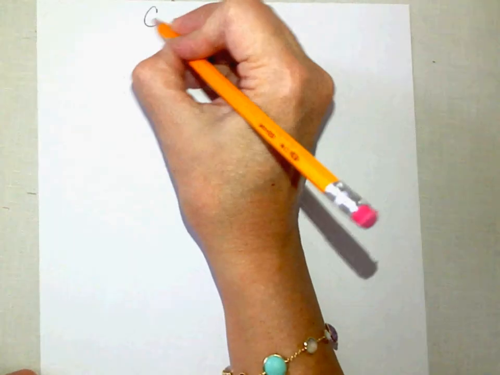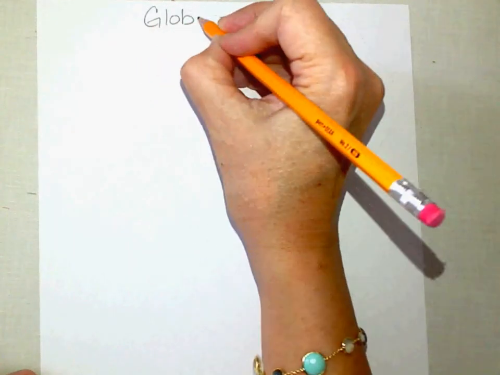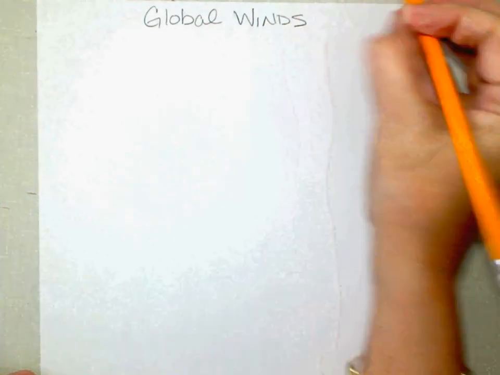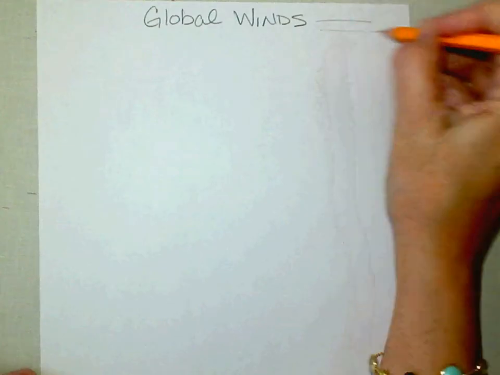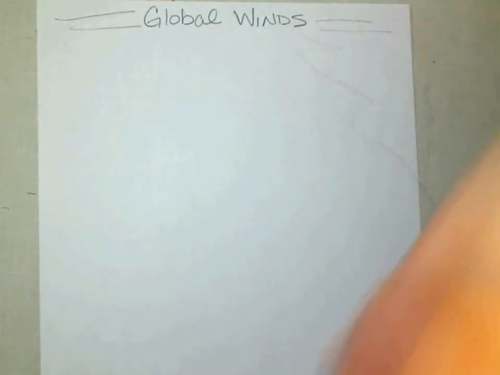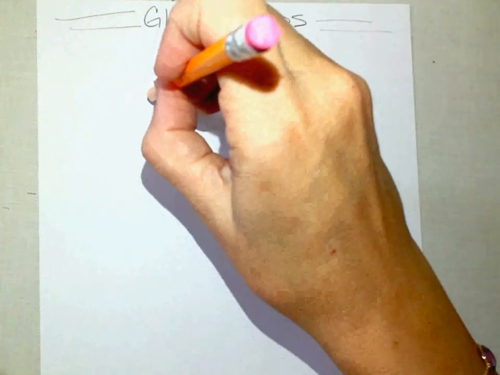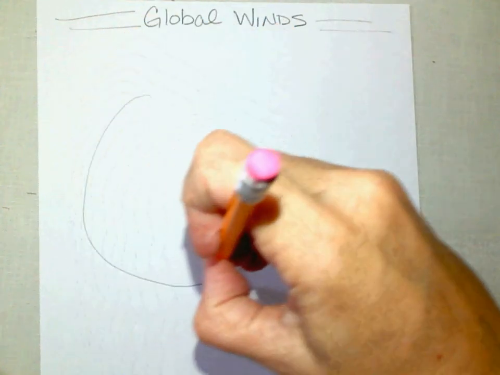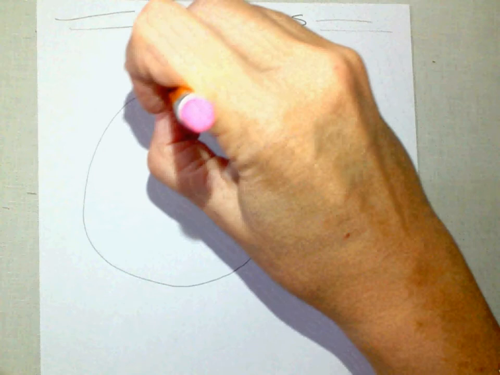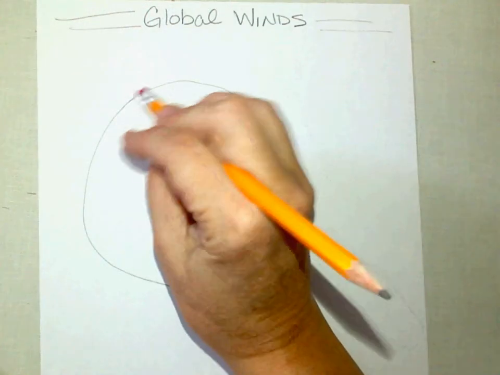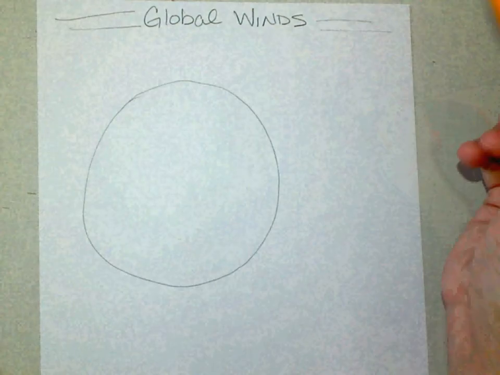We're going to say global winds. Okay, all right, so in looking at this, we have our Earth. We're going to draw a big old Earth here. Now, it doesn't have to be perfect, remember? It can look like a big old potato if you need it to, as long as you're getting it. So go ahead and get your Earth in there.